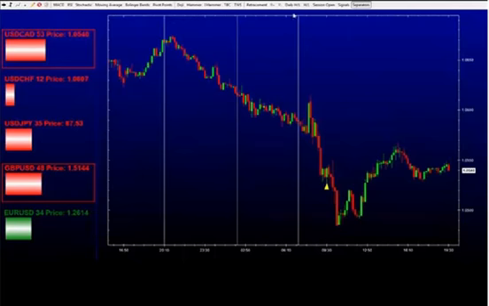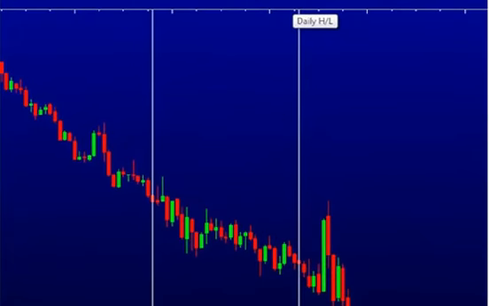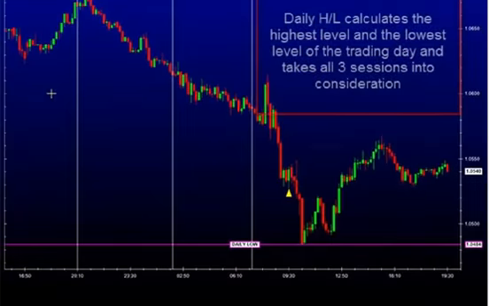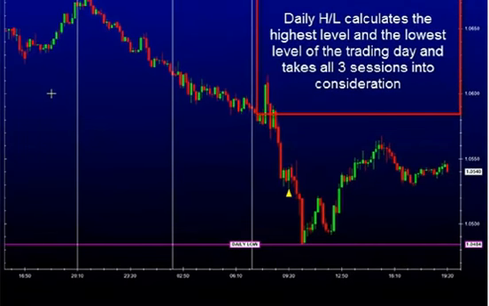Next, we have the daily high-low. This measures the price movement starting at 1700 hours, which happens to be 5 p.m. New York time, until the following day at 5 p.m. New York time.